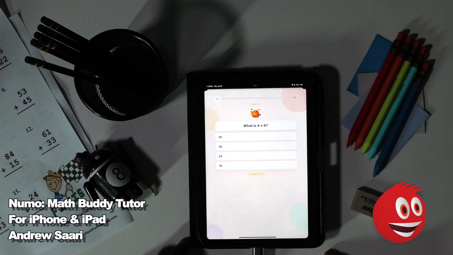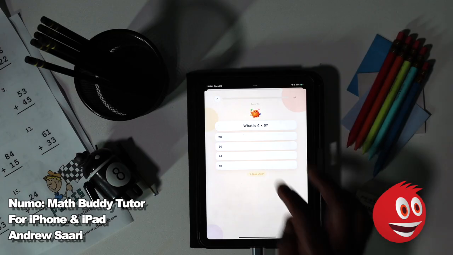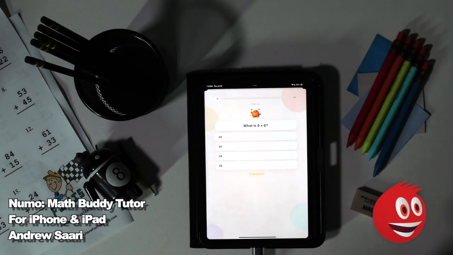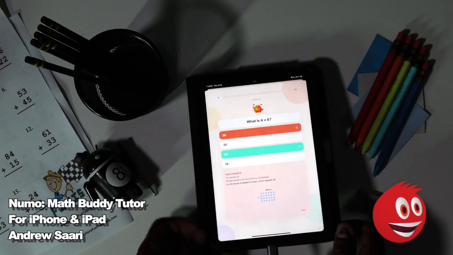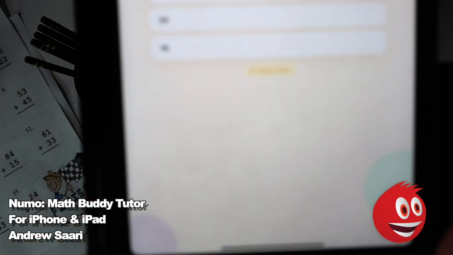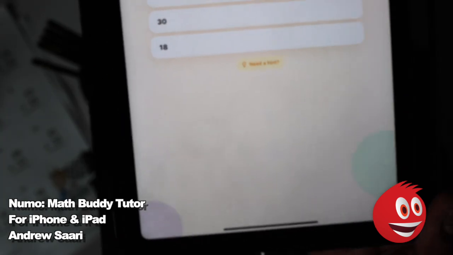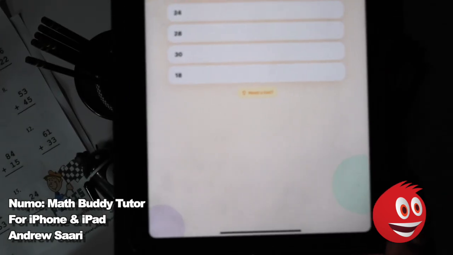What is 4 times 6? So those are your answers right there, 24, 18, 30, 28. Obviously, that would be 24. But let's select the wrong answer to see what it says. Let's go with 28. All right, let's check it. You picked 28. So I did this on purpose because your child might do that. And it gives you the option to try it again.